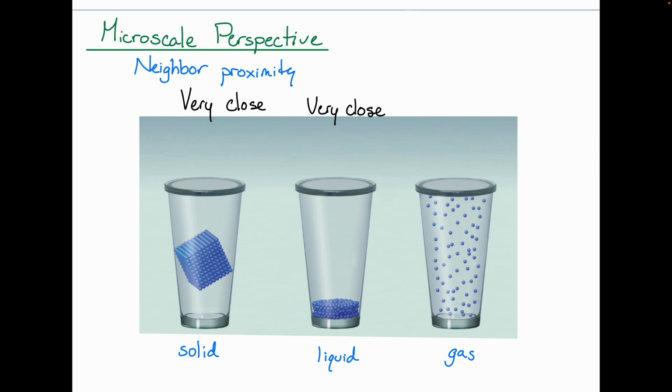In liquids, those atoms or molecules are also right up against each other. But this is what makes these very distinct from the gas phase. In the gas phase, atoms or molecules are very, very far apart from one another, so much so that we consider them not to be interacting at all. So solids and liquids are very close, and our gas molecules, our neighboring molecules, are very far apart from one another.